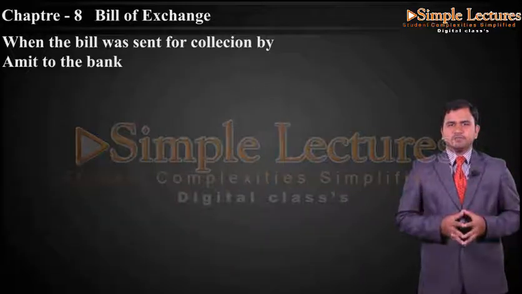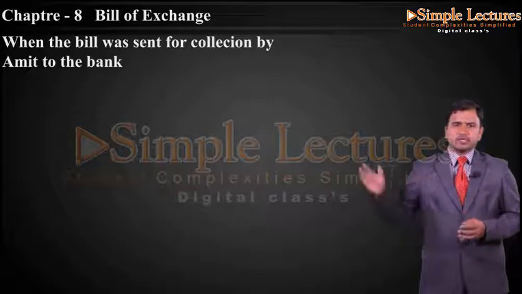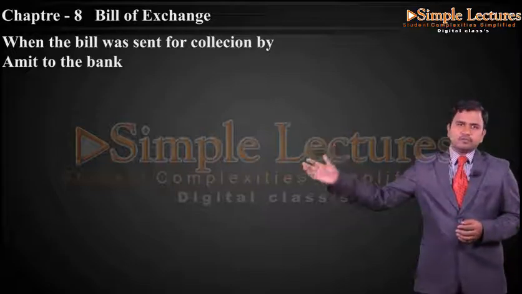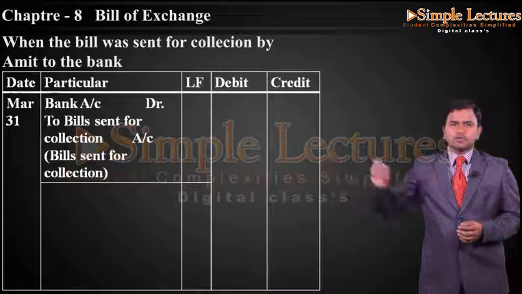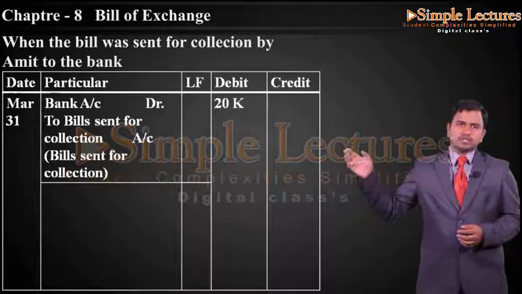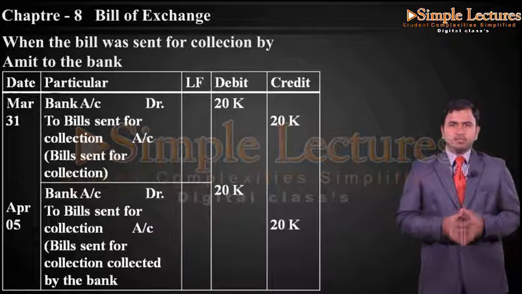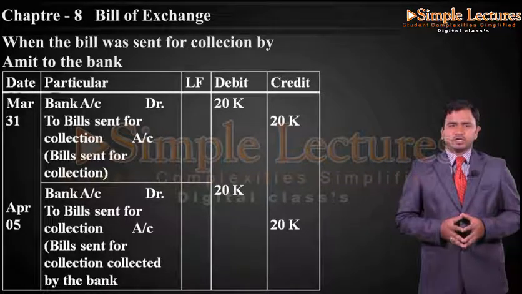And the next entry will be for sending the bill for collection to the bank. So here the entry will be bank account debtor to bills sent for collection account, 20,000 debit and 20,000 credit, and the narration will be bill sent for collection.